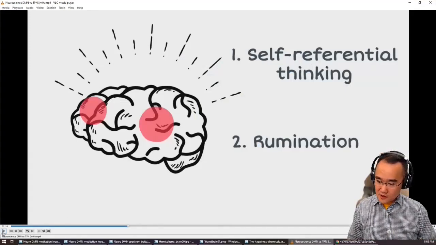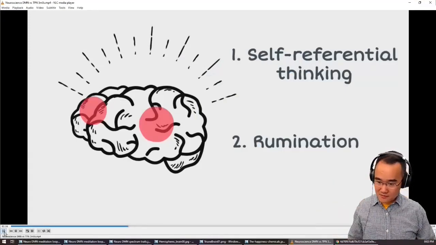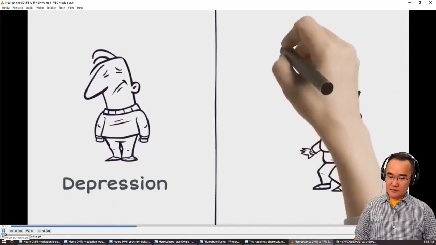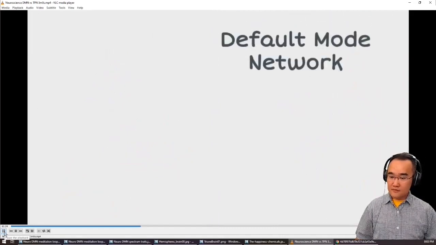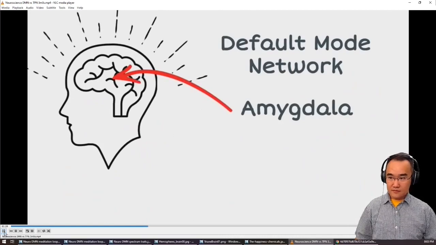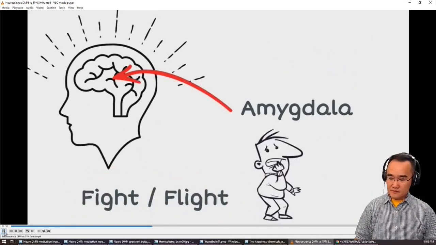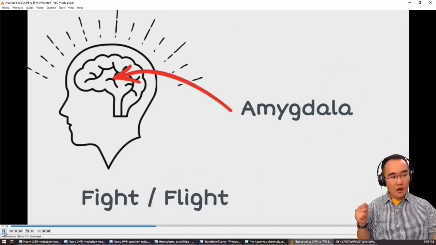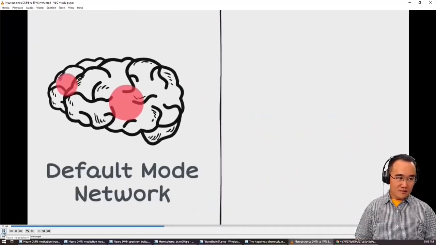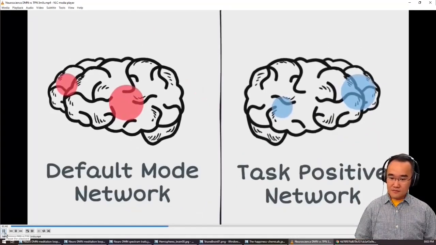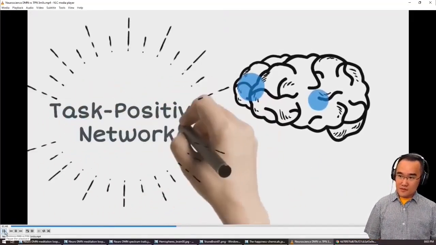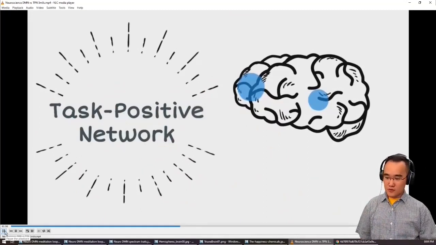So, default mode network, still describing it, which are correlated with some mental illnesses such as depression and anxiety. One of the interesting brain areas making up the default mode network is the amygdala, the region of the brain largely responsible for the fight or flight response, and is seen to be more active when people are stressed. Just as the brain has a default mode network when we are daydreaming or not thinking about anything in particular, it has an opposite network of brain activity, known as the task positive network.